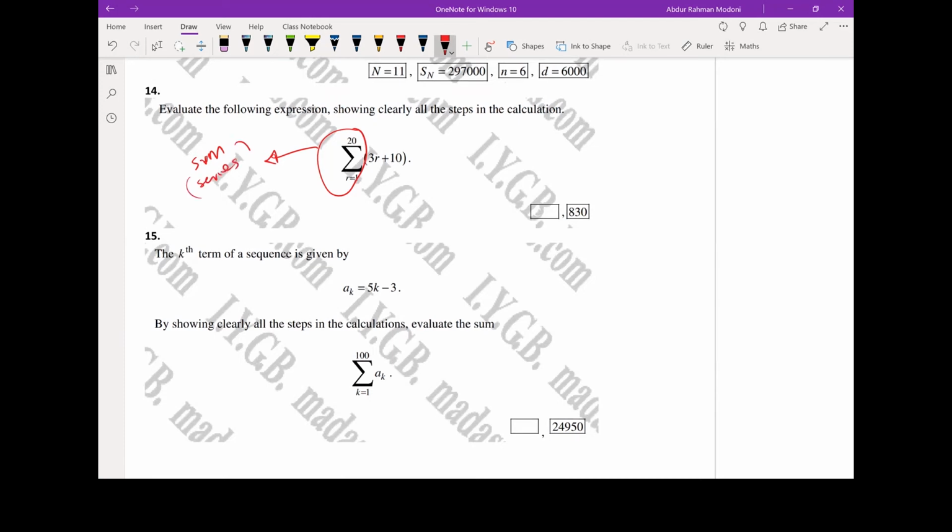Now remember, a series is where you are adding terms as opposed to a sequence where you've got terms just written, of an arithmetic or a geometric sequence, or any sequence for that matter. So in order to add all the terms, what terms are we adding? We're adding from the first term when r is equal to 1 to the term where r is equal to 20.